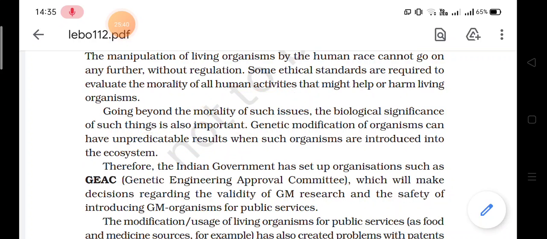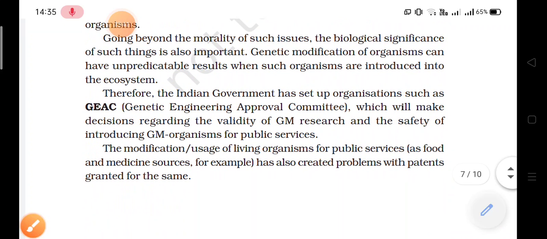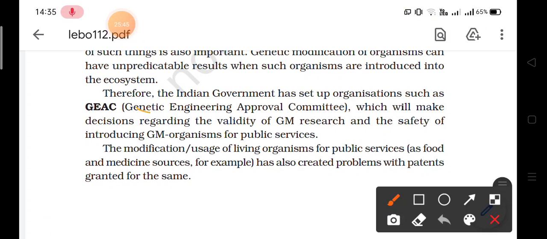Next, for that, the Indian government has set up an organization named GEAC, Genetic Engineering Approval Committee. This committee takes the decision whether the genetically modified researches, whether in the field of plants or animals, are right or valid or not. And if they are not valid, then GEAC does not permit them to make that genetically modified organism. So this is the control.